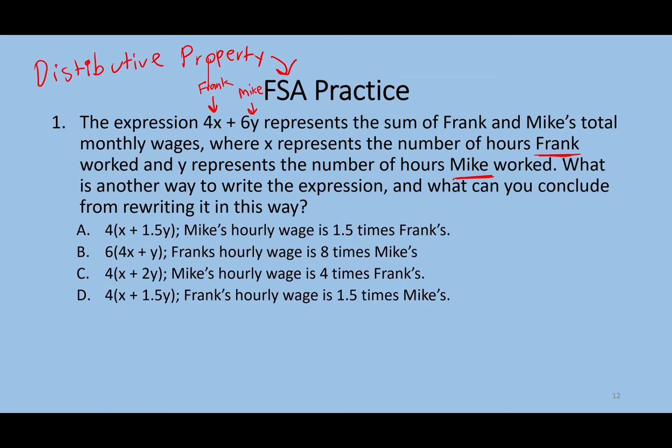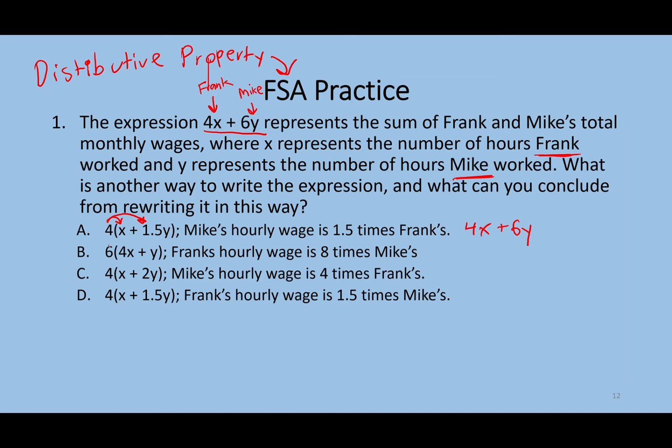First thing I need to be able to do, I need to apply the distributive property. I have 4 options. Let me try and distribute. First, let's do the first one. 4 times x is 4x. And then 4 times 1.5y, well, that's going to be 6y. So far, that looks like exactly what I'm looking for. This looks okay to me so far mathematically.